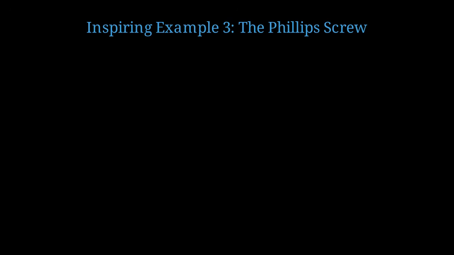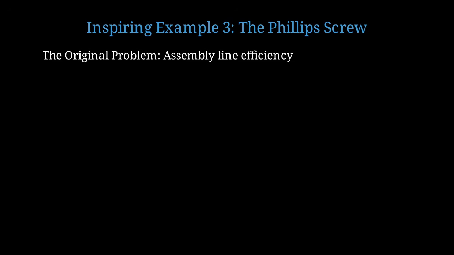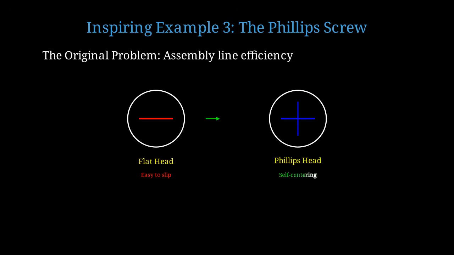You might think a screw is just a screw, but this innovation transformed manufacturing. In the early automotive industry, workers had to carefully align flathead screwdrivers with screw slots. If they applied too much torque, they'd strip the screw or damage parts. The flathead design was problematic. It required precise alignment and provided no torque control. Henry Phillips solved this with TRIZ principles.